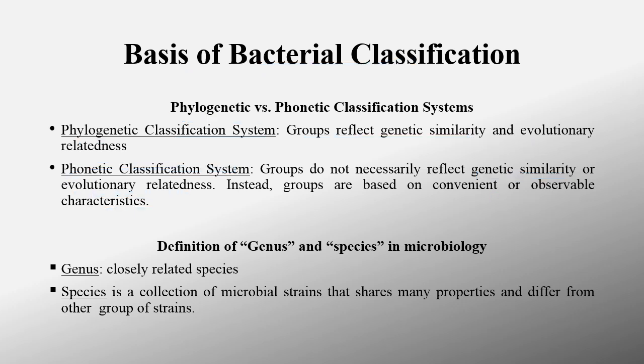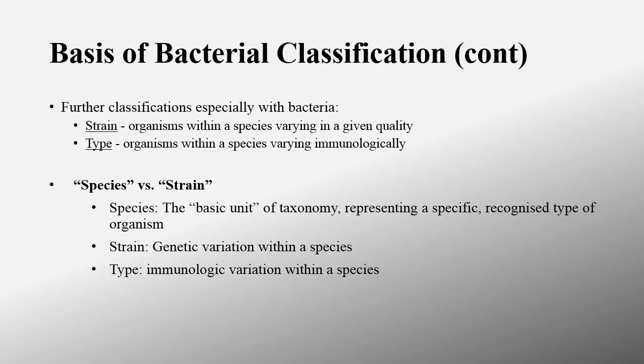Okay, a little more definition of genus and species. A genus is a group of closely related species. A species is a collection of microbial strains that share many properties and differ from other groups of strains. Okay, bacteria can also be further divided by strain and type.